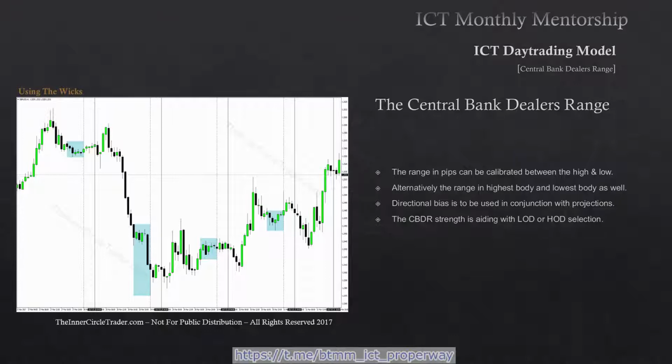When we have these conditions, we can go in with reasonable expectation that we have a good chance, more than most days, that the high or low will form in London, and we can get a ballpark idea where that low or high should form using the central bank dealer's range. So the central bank dealer's range main focus is to help you find the high or low of the day in respective bullish or bearish days.